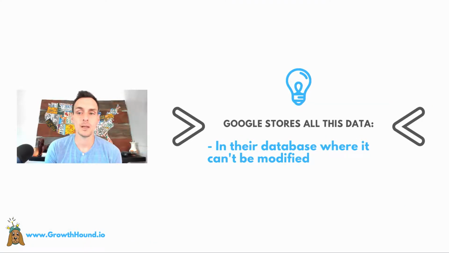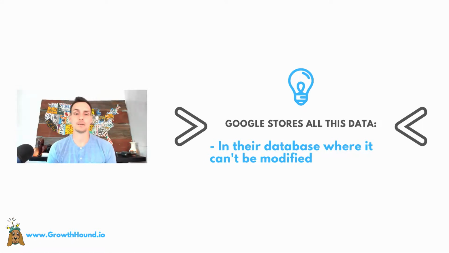Another thing to keep in mind, Google stores all of this data in their database and it can't be modified. This is really important because it allows us to understand, verify, and trust that the data hasn't been corrupted in some way. But just for certification purposes, just know that Google is storing all this in their database and allowing us to view and do powerful analysis on this, knowing that the data can't be corrupted.